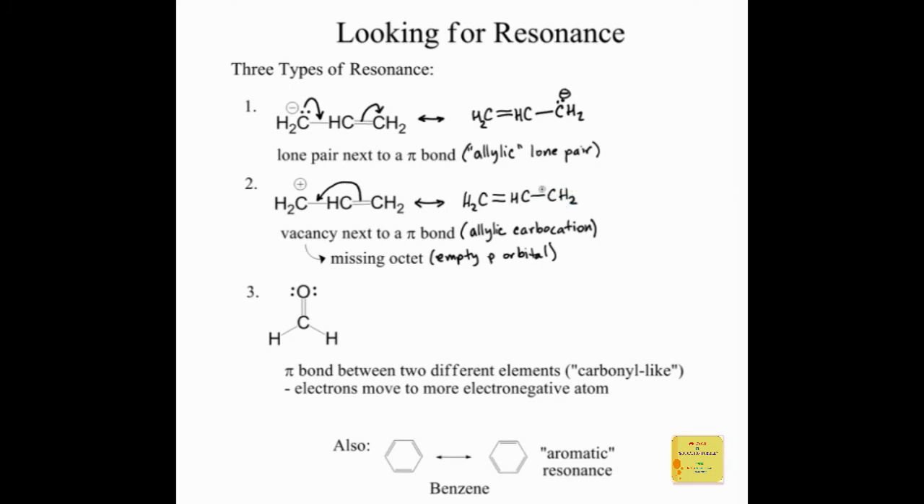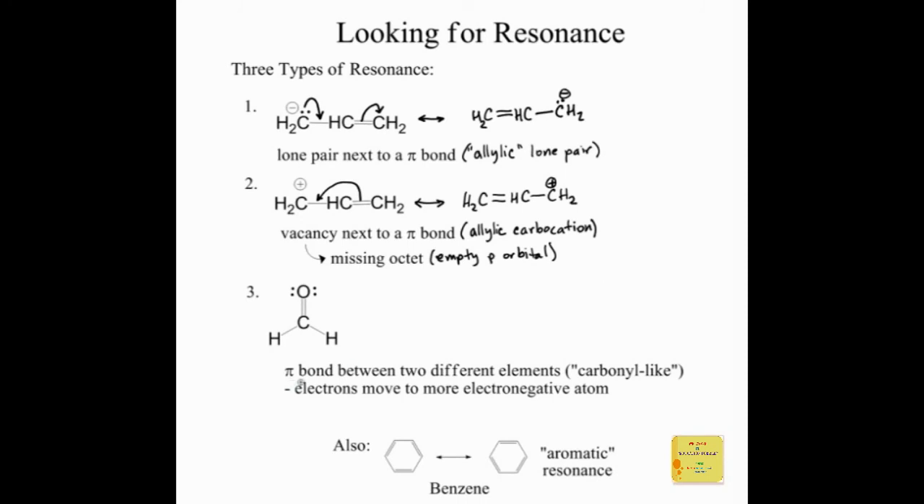This carbon now has just 3 bonds. We took a bond away from it. So that's where our carbocation is. It has 1, 2, 3 electrons. It only has 3 electrons, but carbon wants 4. So it's missing an electron. Okay, so we could have a vacancy next to a pi bond, like an allylic carbocation.